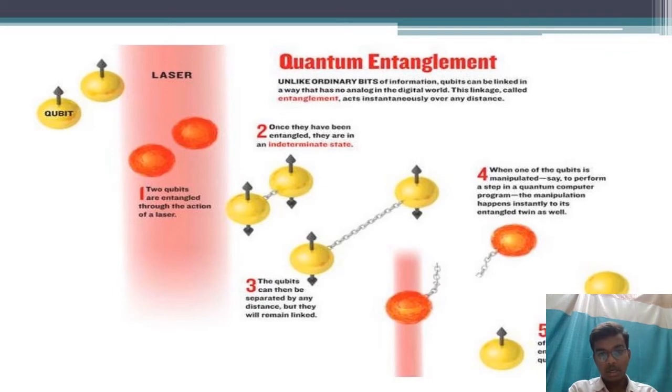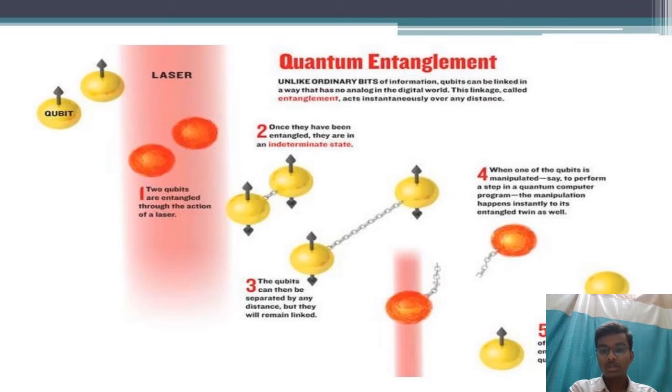Quantum entanglement. Unlike ordinary bits of information, qubits can be linked in a way that has no analog in the digital world. This linkage, called entanglement, acts instantaneously over any distance. Once they have been entangled, they are in an indeterminate state. The qubits can then be separated by any distance, but they will remain linked.